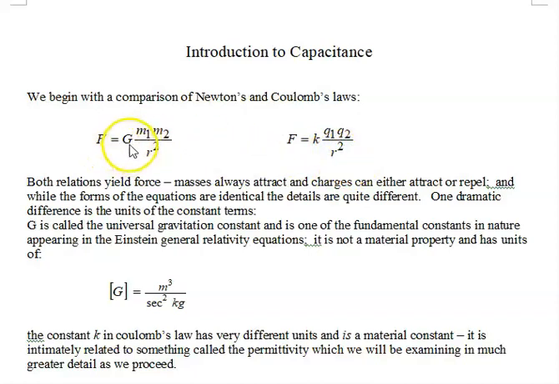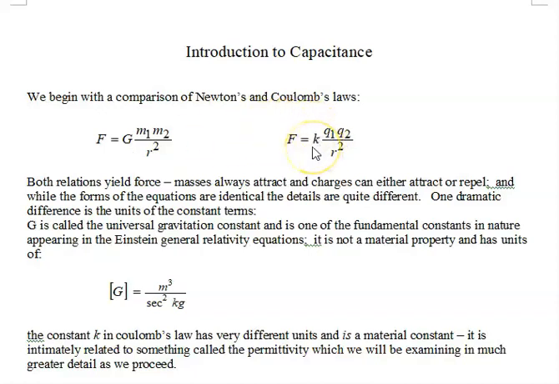The difference is in this constant G and this constant K. What is the constant G? Well, from our previous discussions, we could say it's just to make the units come out, and that's right, although it's a little bit more deep than that. This is called the universal gravitational constant, and it's one of the basic constants of nature. The other two, I'm not a cosmologist, but I believe are Planck's constant and the speed of light. It is not a material constant.